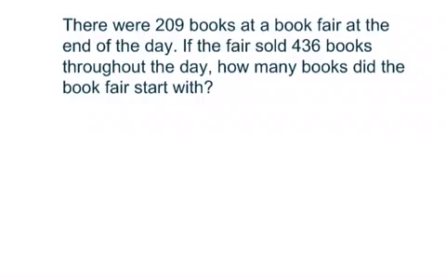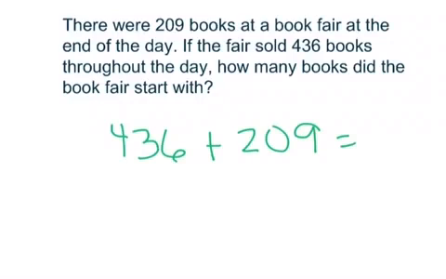So here's a situation. There were 209 books at a book fair at the end of the day. If the fair sold 436 books throughout the day, how many books did the book fair start with? Well, having read this story problem with the kids, all the kids in my class will be able to tell you that you're going to have to do 436 plus 209 to figure out how much the book fair started with at the beginning of the day. So this is how you write it as an equation. So what I would do is go 436 plus 209 equals, and then I would use B for books at the beginning of the day.